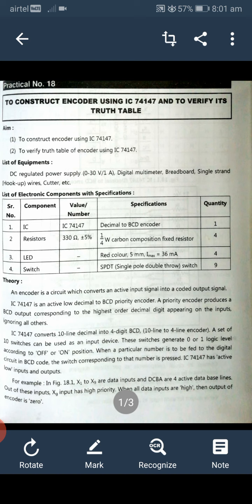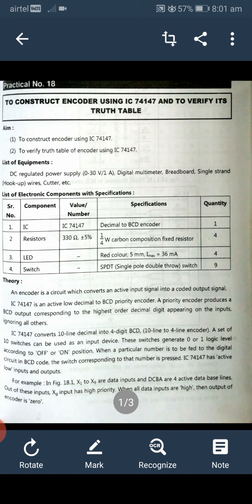Another component required for this encoder circuit is a switch, SPDT, single pole double throw switch. The quantity required of SPDT switch is 9 for this encoder circuit.